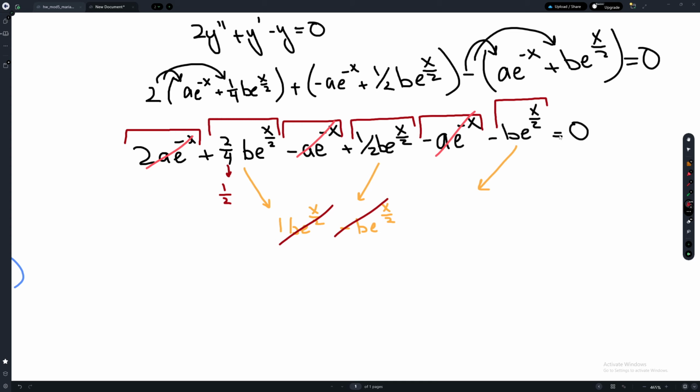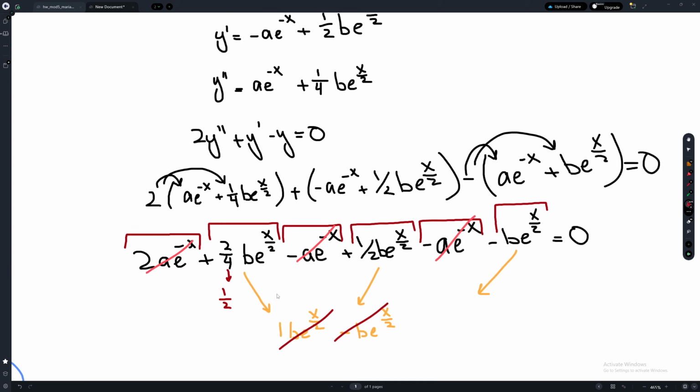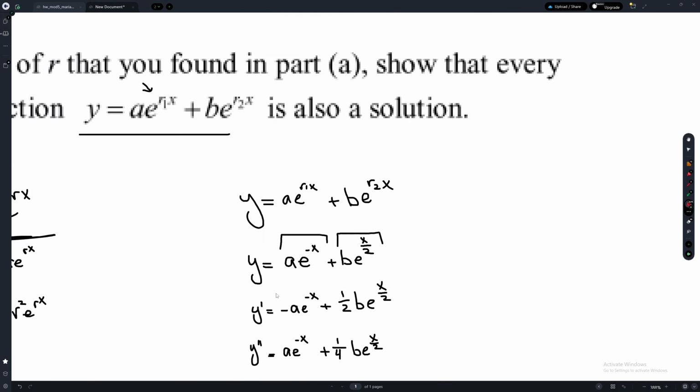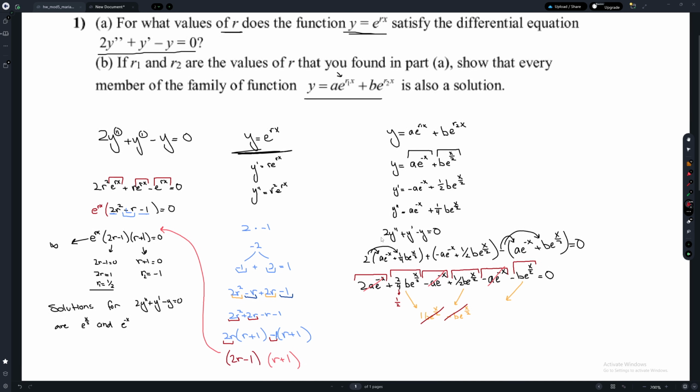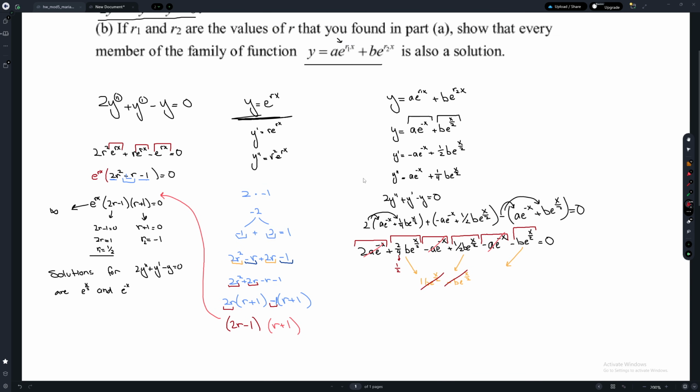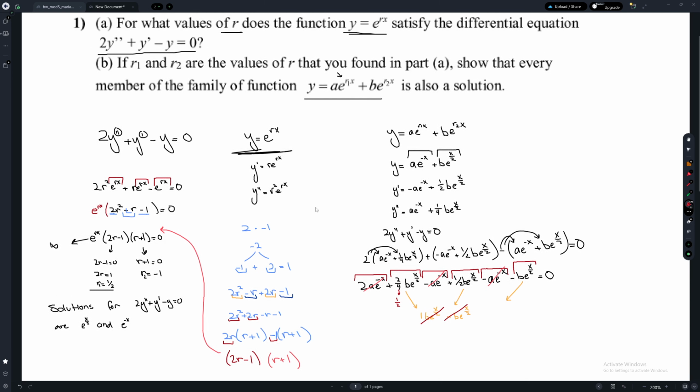And so this whole thing is actually equal to 0. And so the answer is yes. Yes to this question. It says if this and this and this, show that every member of the family of functions is also a solution. And we just showed that every member is a solution. And that is our question number 1.